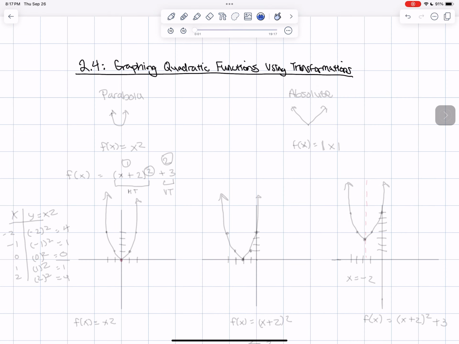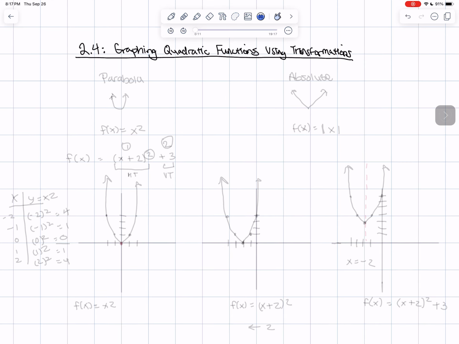Okay, so we're looking at section 2.4, graphing quadratic functions using transformations, and we're going to specifically look at graphing. So we're going to look at the difference between a parabola and an absolute graph. So let's look at a parabola, and this is an absolute. So a parabola will always be a U shape, and an absolute function will be a V shape.